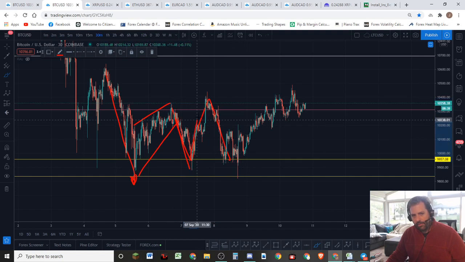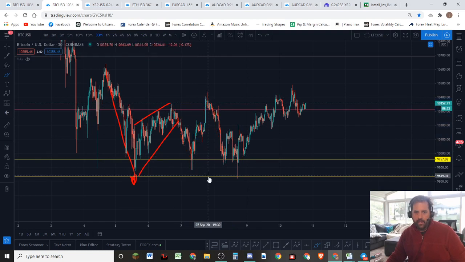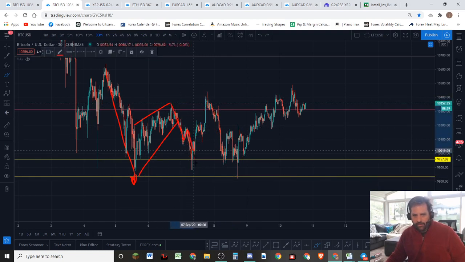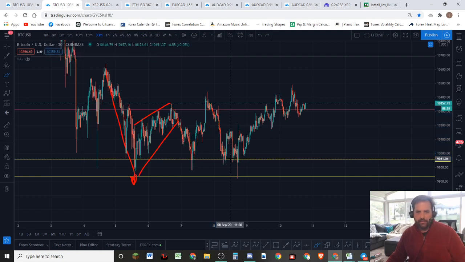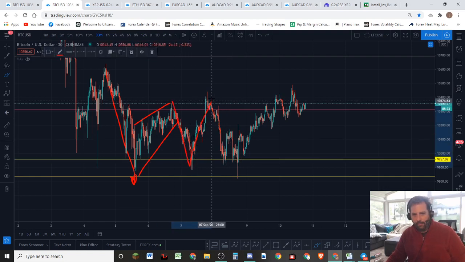It's a 5, a 3, and a 5. It's kind of a flat formation, even though it doesn't count as a 3-3-5. You might say it's a 3-3-5. 1, 2, 3, 1, 2, 3, and then a 5. That would be fine. It's a flat. Nevertheless, it's a flat formation. Okay, and there's a nice 5-wave move that finished it right here. 1, 2, 3, 4, 5 right there.